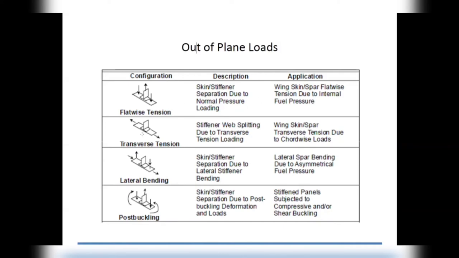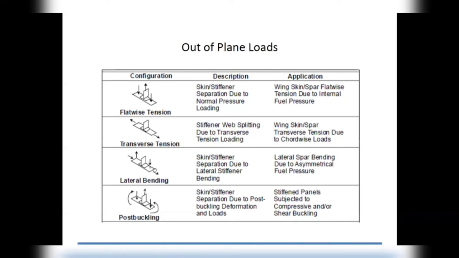A transverse tension situation is one where you're applying loading in the base, and since the stiffener is not taking much load, it could cause edge stresses. A stiffener web splitting due to transverse tension loading is what you're seeing there. An example of that will be a wind skin spar transverse tension due to chord-wise loads.